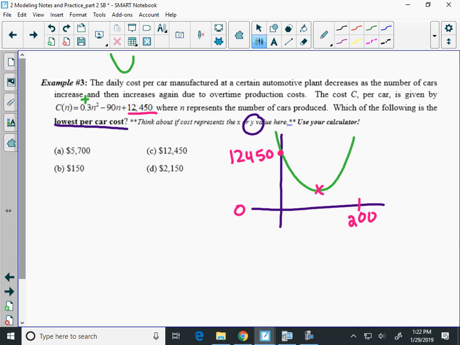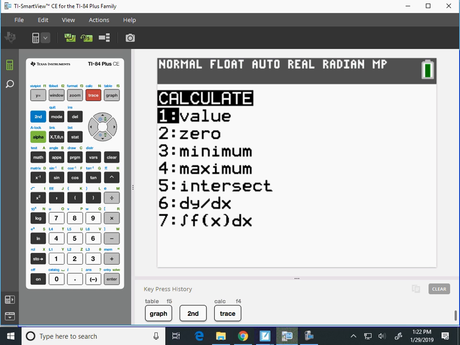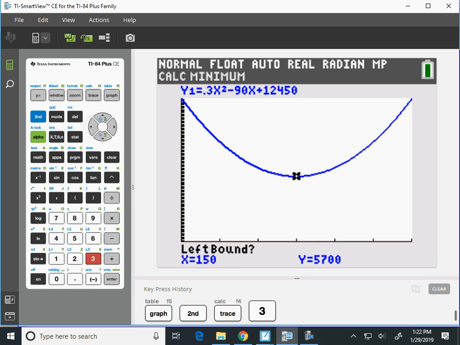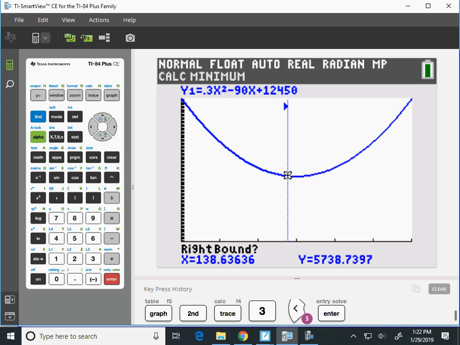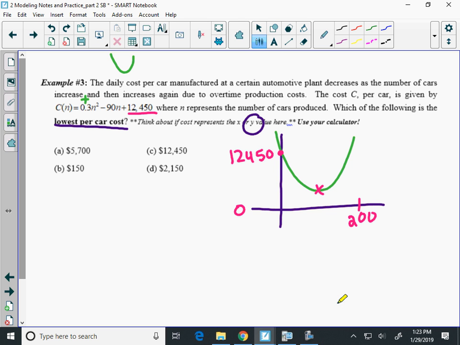So the cost is the Y variable. So we need to trace the minimum here and then use the Y value from the minimum. So this time we're going to trace, number 3, our minimum. Which value here is the minimum cost to make a car? 5,750, and that happens when this company produces 150 cars. Okay, so 5,750.